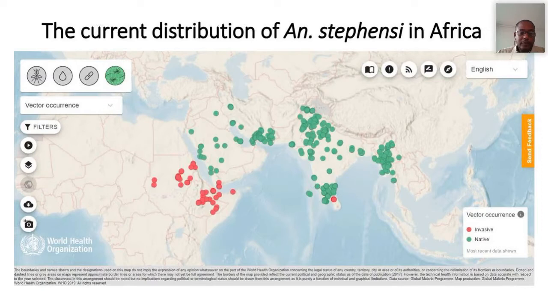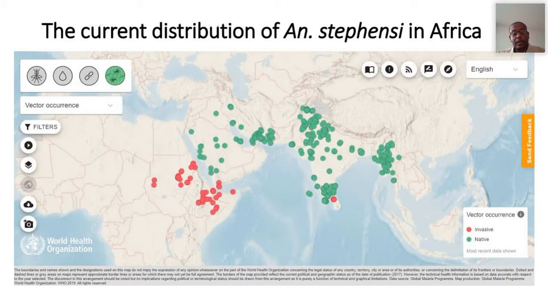Actually, we are talking hypothetically that it hasn't done that so far, but it might have already spread into that area. But as I mentioned, due to the limitations in the surveillance system, active surveillance targeting Anopheles stephensi is very, very recommended. And I was involved in the recent update for the distribution of Anopheles stephensi in Sudan.